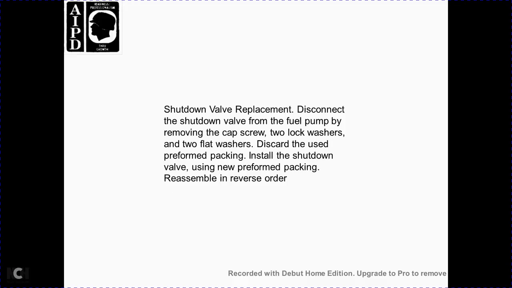Shutdown valve replacement: disconnect the shutdown valve from the fuel pump, removing the cap screw with the two lock washers and the two flat washers. Discard the preformed packing. Install the shutdown valve with the new preformed packing. Reassemble in reverse order.